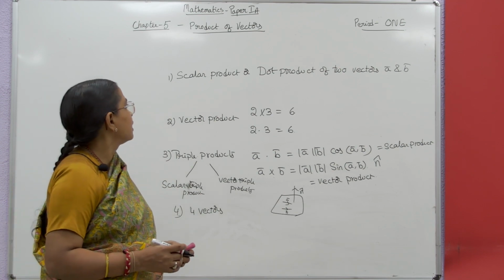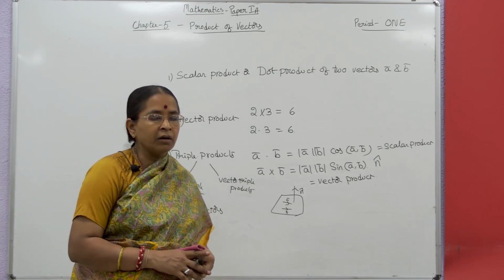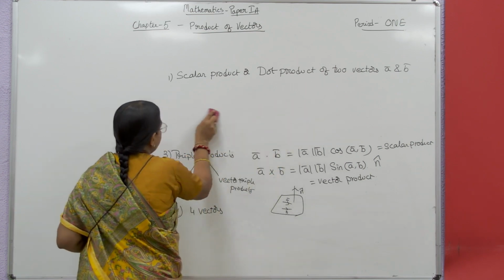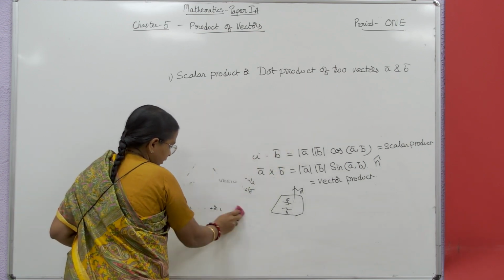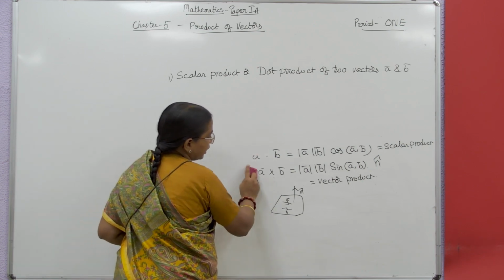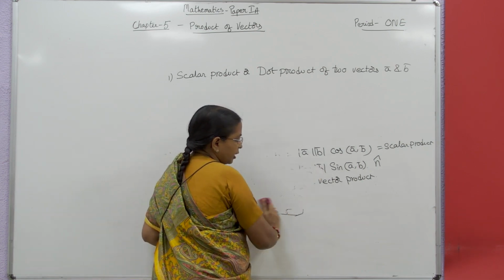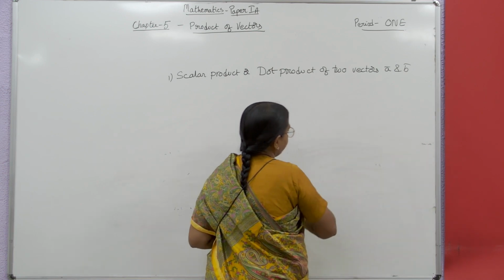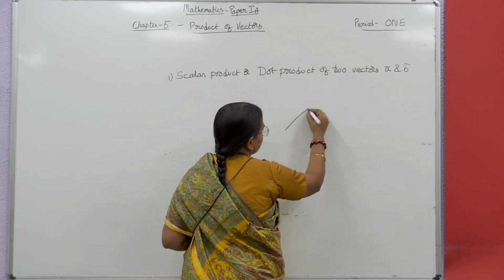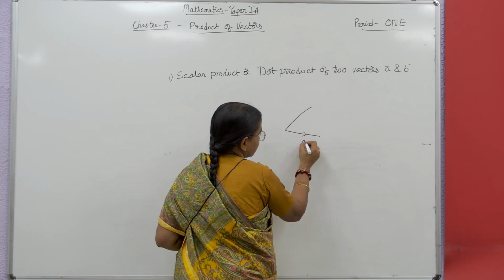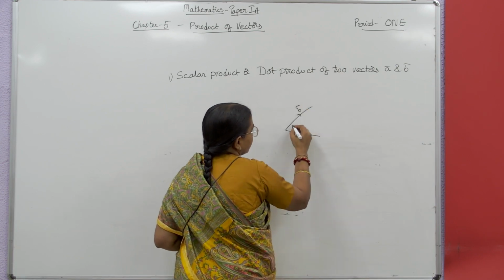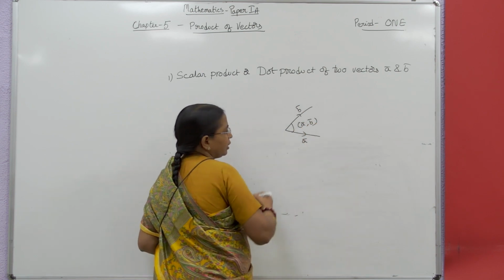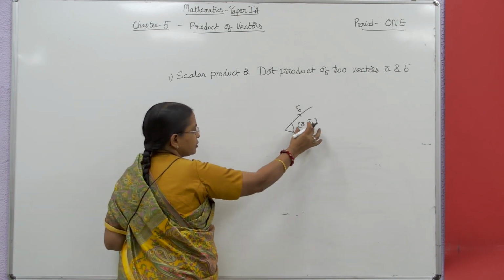Now first we'll start with scalar product or dot product of two vectors A and B. The scalar product of two vectors, as I explained here, A dot B is mod A into mod B into cos of angle between A and B. So suppose that the vectors A and B are like this. This is A and this is B. Now the angle between A and B, we denote like this, theta, or we use this symbol.